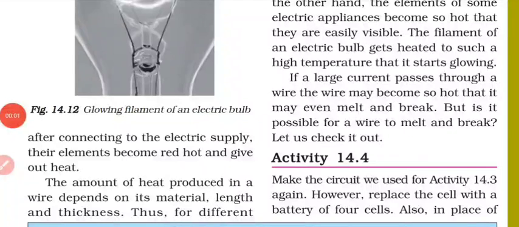Whatever material is used in electrical heating appliances, we call it an element, and the material used in an electric bulb, like tungsten, we call it a filament. So the filament is for light purposes and the element is for heating purposes.